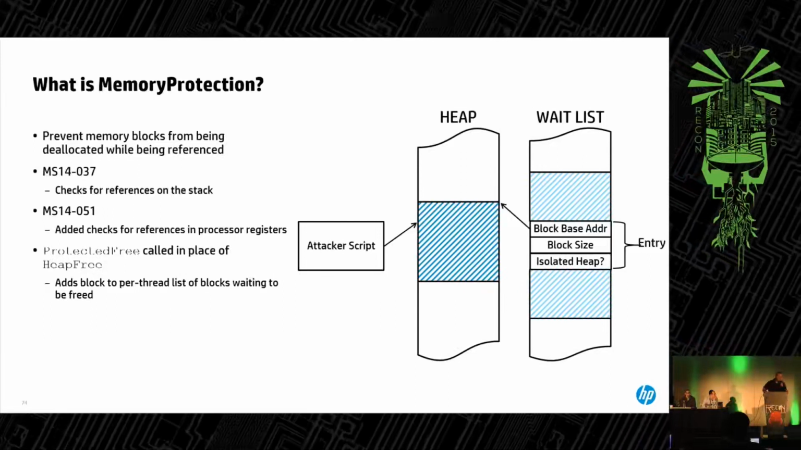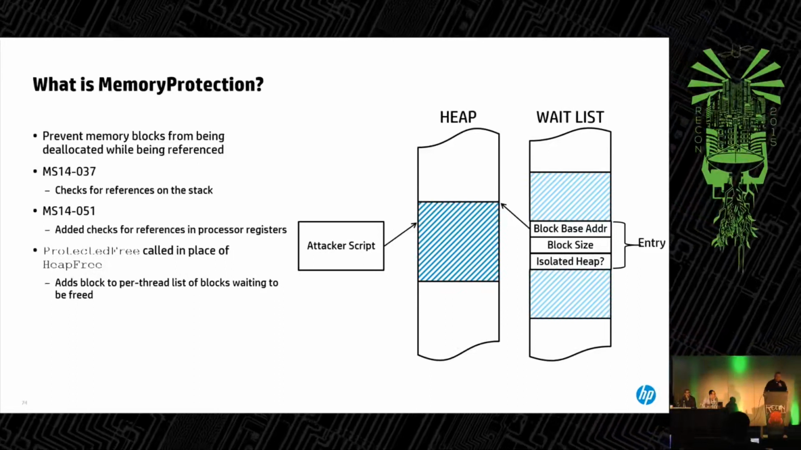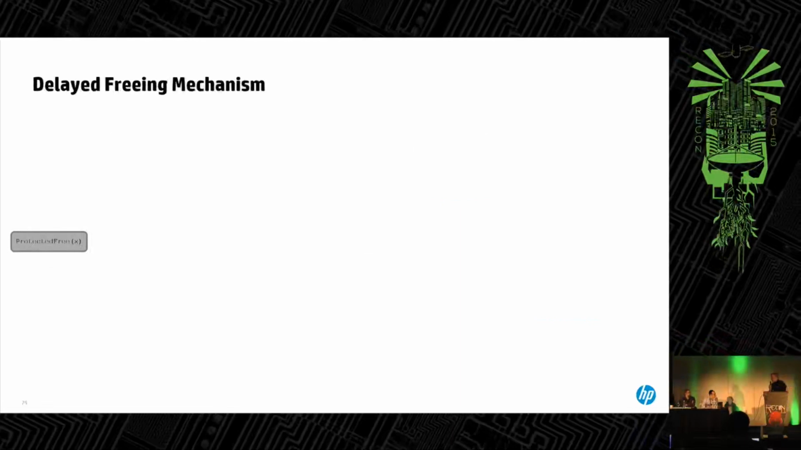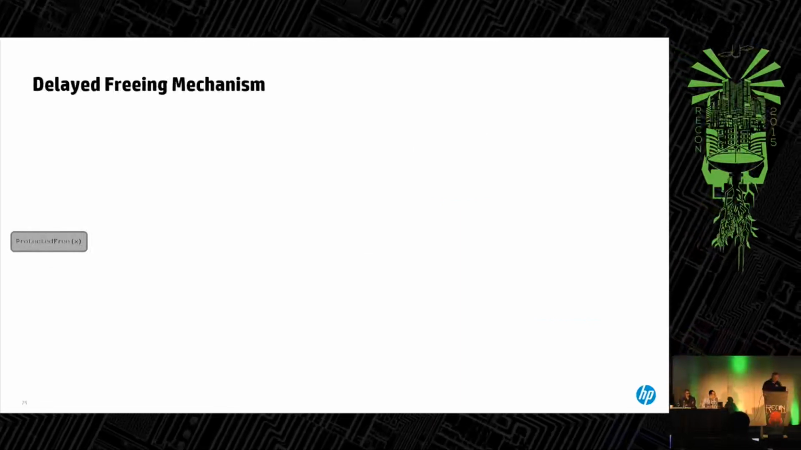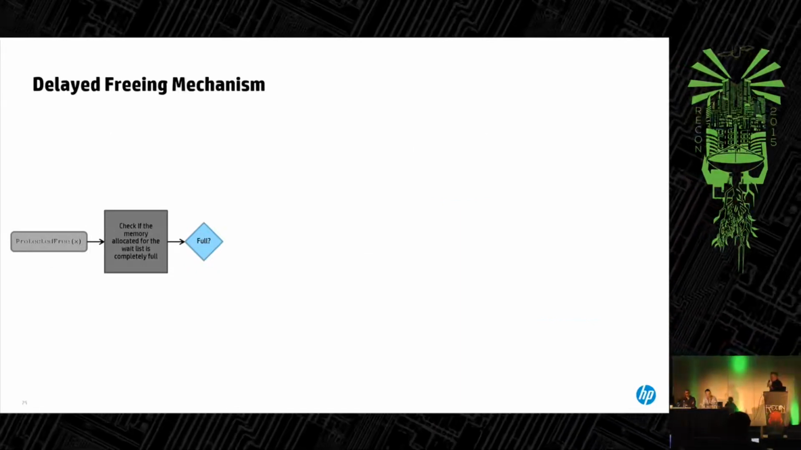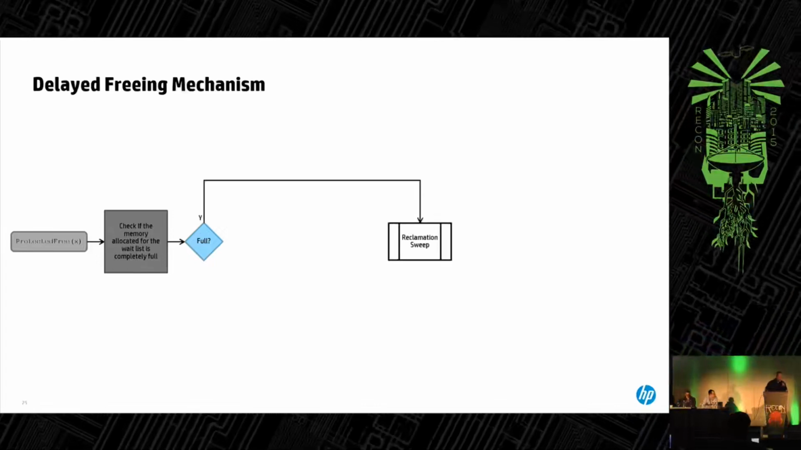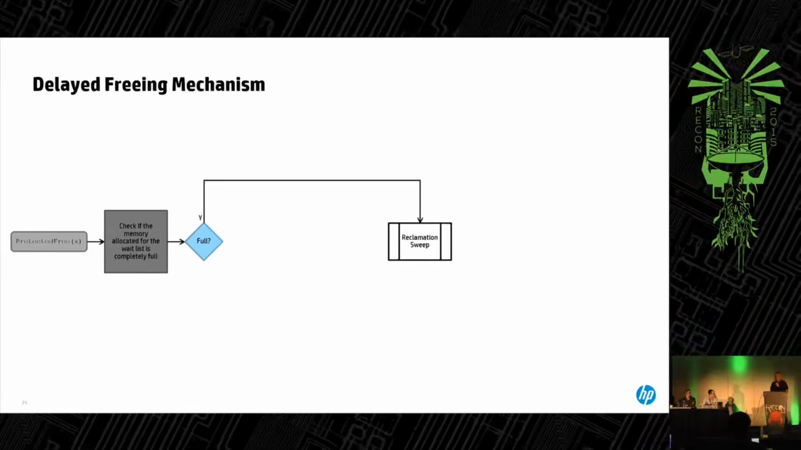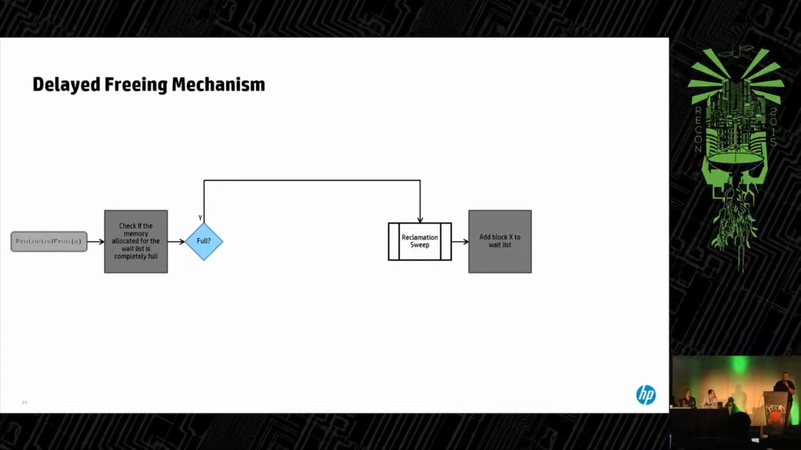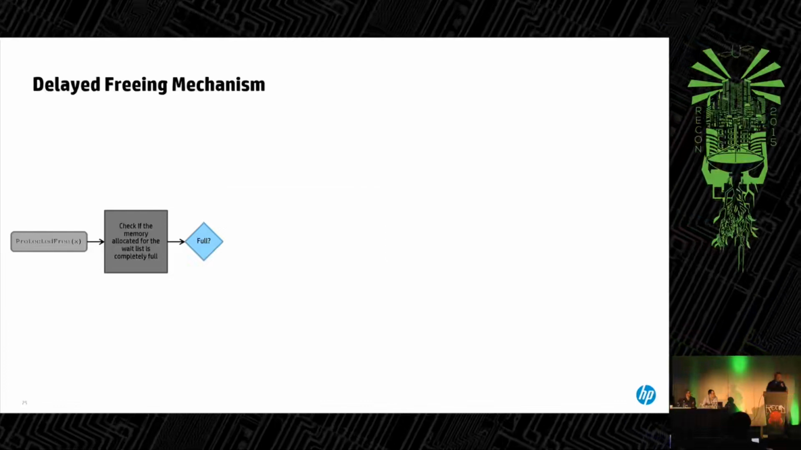The way that they actually implemented this is instead of calling HeapFree on these objects, they call ProtectedFree on these objects instead. So we need to understand how the ProtectedFree function works. The first thing it does when ProtectedFree is called is check the wait list to see if it's full. If the wait list is full, it will go ahead and process the reclamation sweep, cleaning up the objects that are no longer referenced. After that, it will add that block to the wait list, zero it out, and return to the user.